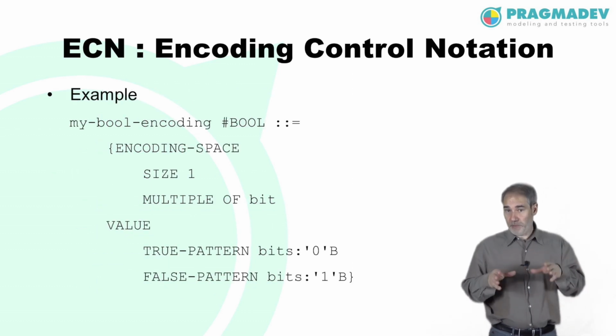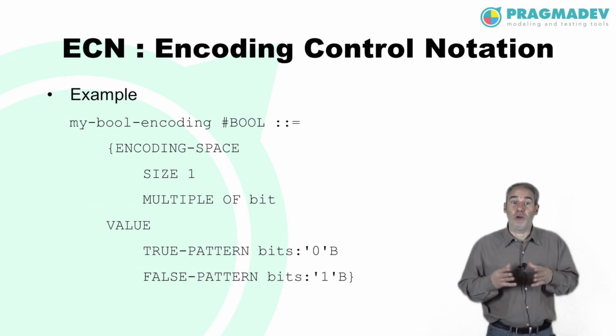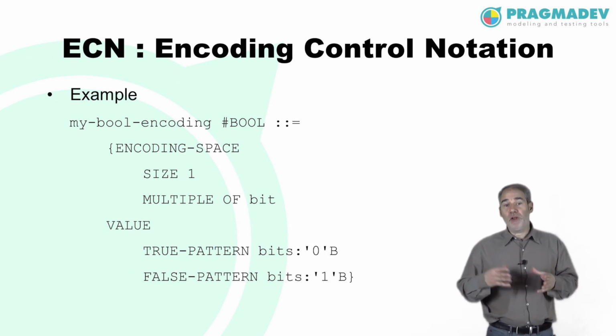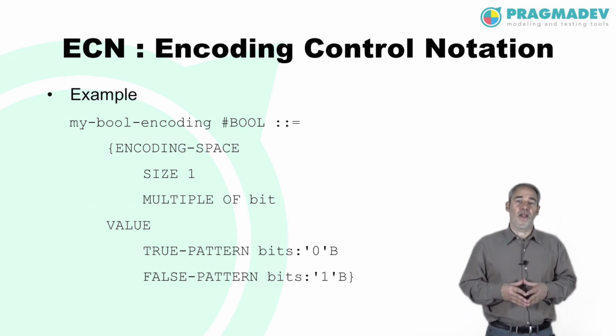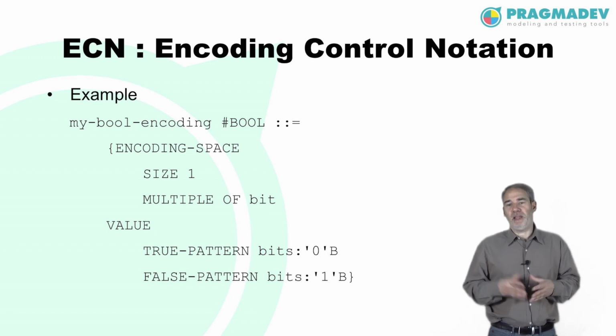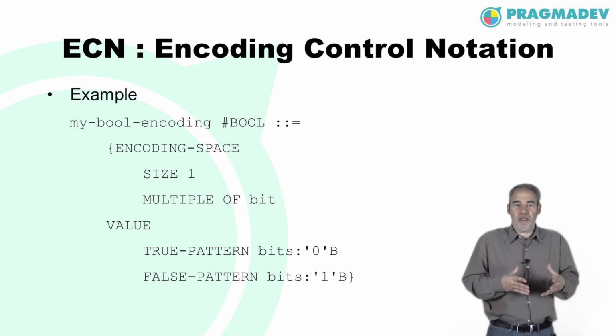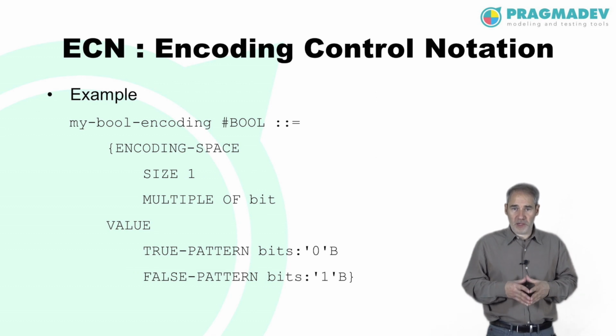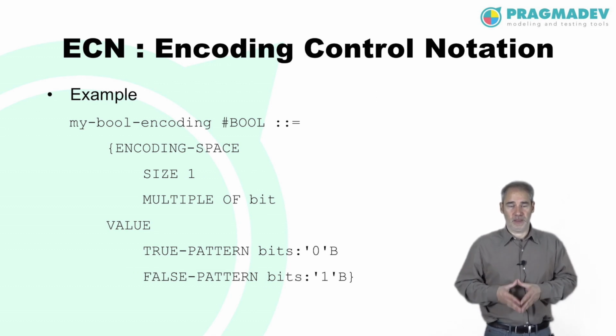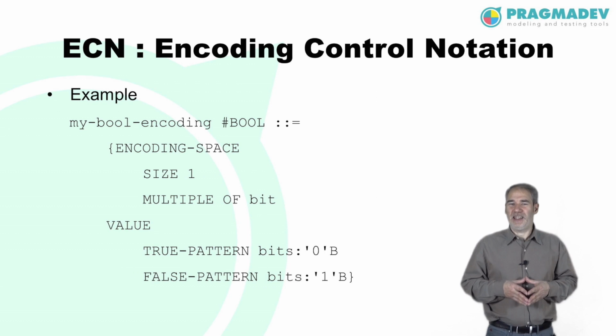Let's have a look at a simple example just to get a grasp of what it looks like. The myBool encoding is based on bool class. It basically says it will use 1 bit. The true value is 0 and the false value is 1. I will stop here because ECN would require a presentation on its own.